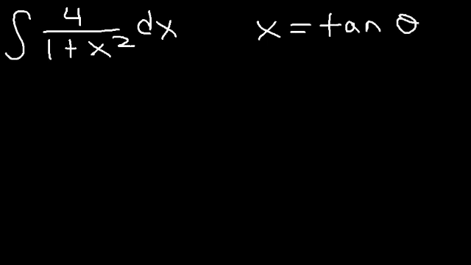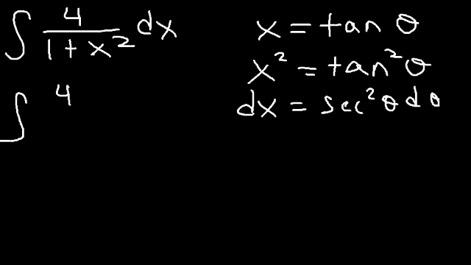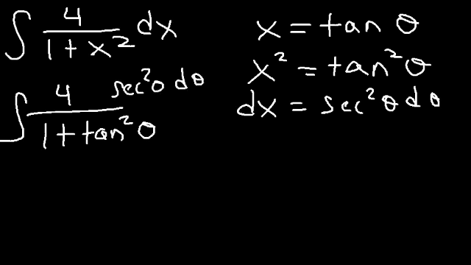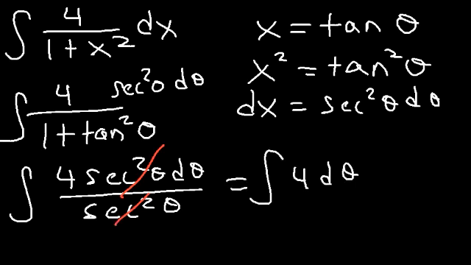If x is tangent theta, x squared is going to be tangent squared. And dx is the derivative of tangent, which is secant squared d theta. So let's replace x squared with tangent squared. And let's replace dx with secant squared theta d theta. So now 1 plus tan squared we know is secant squared. And the secant squareds cancel in this problem. So what we now have is the antiderivative of 4 d theta. The antiderivative of 4 d theta is simply 4 theta plus c.